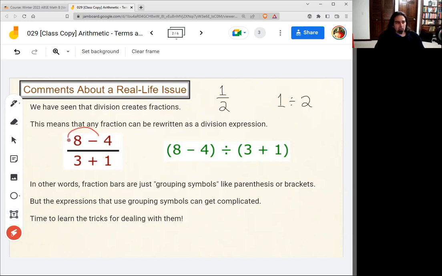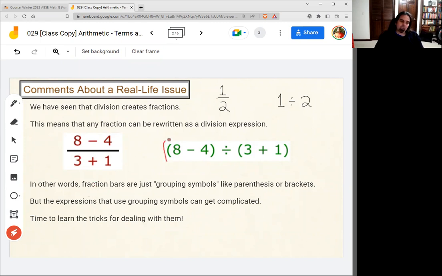So I can always rewrite any fraction as a division problem. If I have a bunch of stuff on the top, I might have to put it in parentheses to show that that goes together. But anytime I have a fraction, I can just take the fraction bar and replace it with a division symbol. So in other words, fraction bars are just grouping symbols. They're like parentheses, they're like brackets. They say this 8 minus 4 is one thing, and this 3 plus 1 is another thing, and we're dividing the top by the bottom.